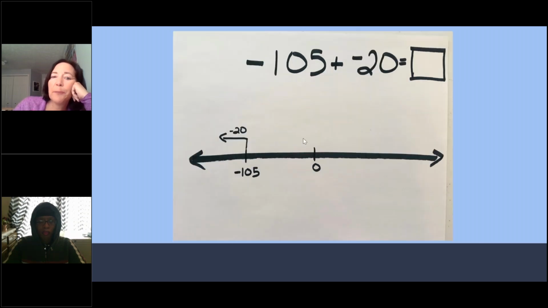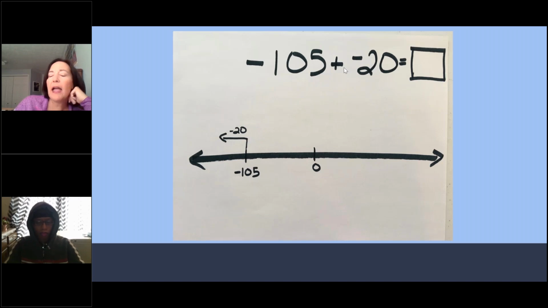Here's another simple number line model. I always put my 0 and I have my basic number line. I don't fill in the rest of the numbers because it's not practical. I put my negative 105 in a reasonable position. And this time I know I need to add a negative 20.